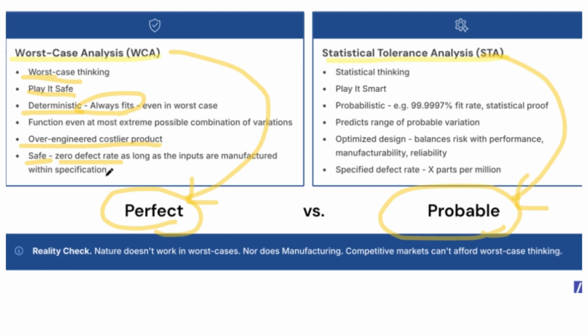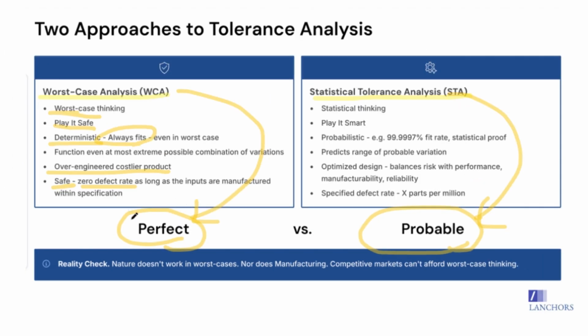It assumes that all component tolerances occur simultaneously at extreme tolerance limits. The method is deterministic. It always fits, even in the worst case. It ensures function even at the most extreme possible combinations of variations. Okay, that's why it's called the worst case method. But the downside, the compromise, is that you will have a design which is over-engineered, usually a costlier product. This is the price you pay for thinking about the worst case possible situation. You have zero defect rate as long as the inputs are manufactured within their given specification.